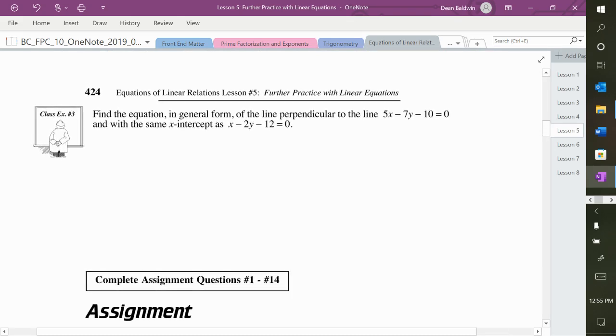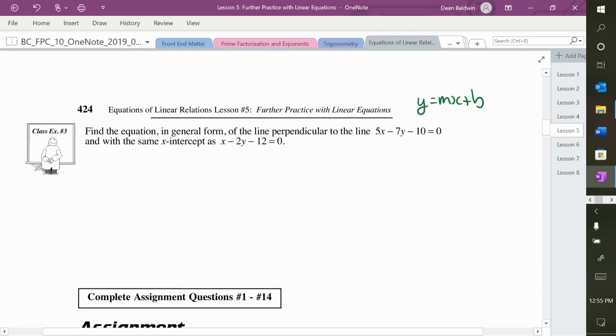So this is like the one we did at the beginning of class. Find the equation in general form of the line perpendicular to that line. As soon as you see the word perpendicular, what are you trying to find? Slope, which means you have to rewrite it in mx plus b form. So what am I going to move here? Move the y. That's what I would do too. 5x minus 10 is equal to 7y. Then what? What do I do now? Divide by 7.